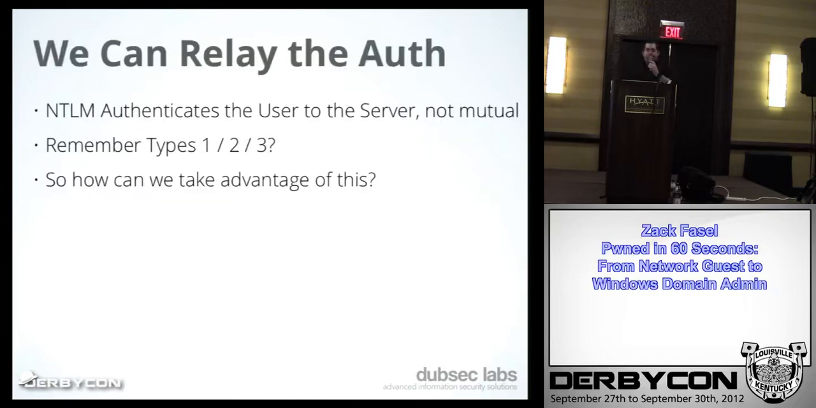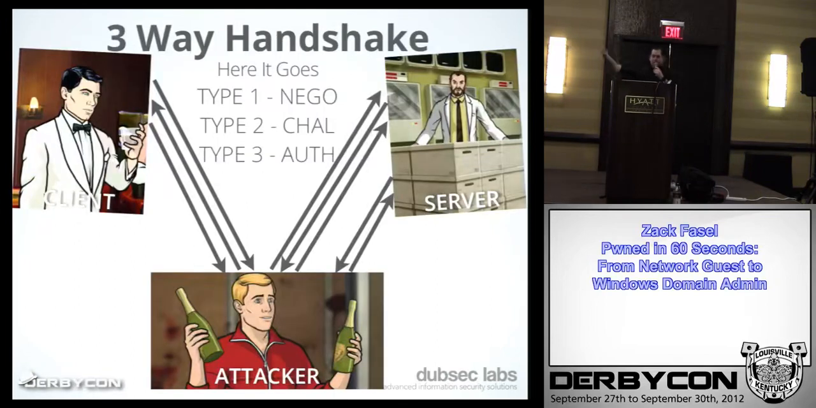So there's NTLM relaying, as we were going to talk about. And so basically with NTLM, the user authenticates to the server. It's not a mutual authentication. The server has no idea who the user is and just accepts whoever they say they are. Now remember type 1, type 2, type 3 messages. How can we take advantage of this? So back to that negotiation dialogue.